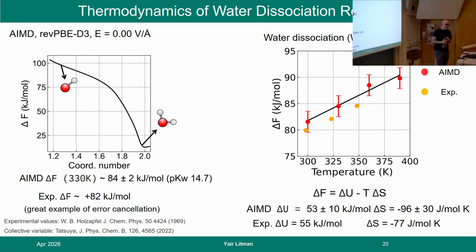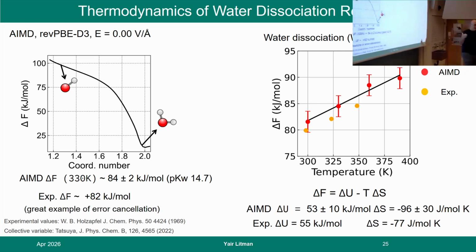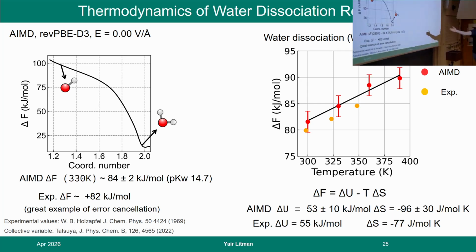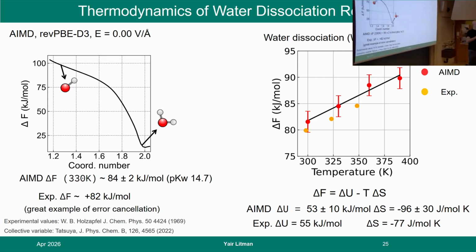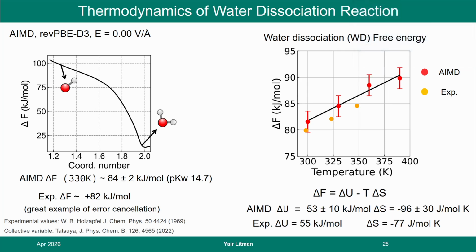ab initio molecular dynamics, do some enhanced sampling, and compute our free energy of water dissociation into H+ and OH minus. Here I got lucky and got a pKw of 14.7, which is a free energy of 84, and the experiment is 82. I will not claim that the level of theory is great, not with some of the people in the audience particularly. This is a great example of error cancellation, but I think it is good enough to see trends, as you will see in a moment.